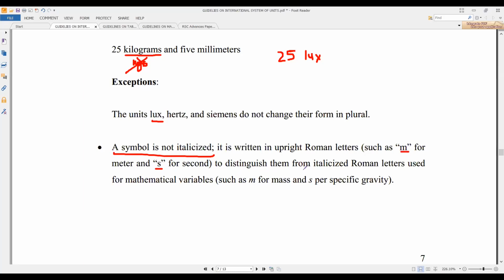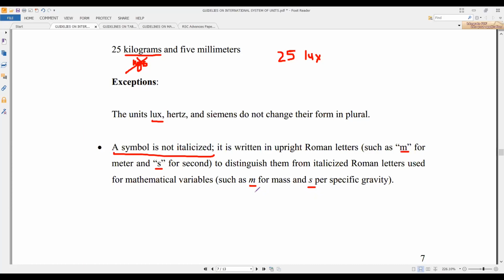To distinguish them from italicized Roman letters used for mathematical variables such as m for mass and s for specific gravity. So these are italicized: m for mass and s for specific gravity. If we are using small m twice, one should be italicized. Which one should be italicized? The one which represents the physical quantity. One should use m for mass.